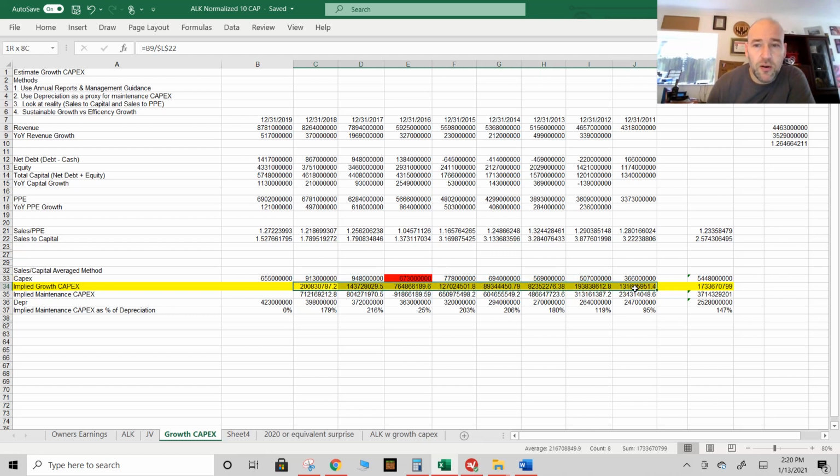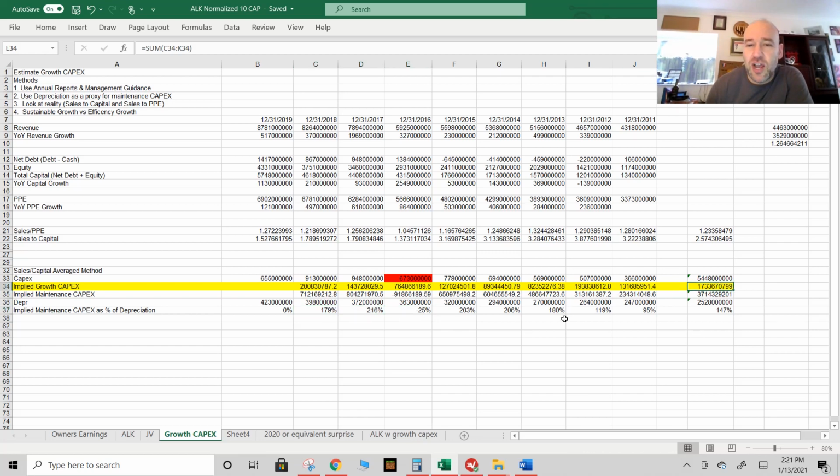And then I computed that all the way back. I looked at actual Capex that was spent in the year. I subtracted the growth Capex, and then I can get my implied maintenance Capex. And then I also wanted to take a look to see how this compared with depreciation. So I had my depreciation down here. These are the actual numbers. And then I calculated my implied maintenance capital expenditure as a percent of depreciation. So you can see here it ranges from minus 25 all the way up to 216%.